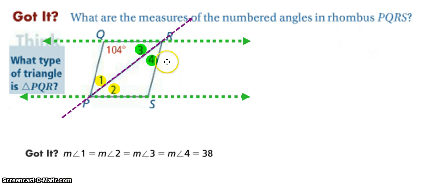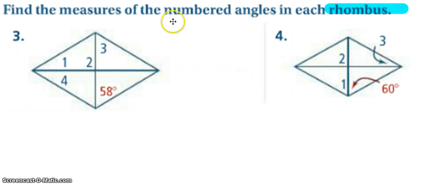I could also, if you didn't see the alternate interior angles method, look at angle P, the entire angle 1 and 2, being supplementary with angle 104, which would give me a measure of 76, which then, because I'm bisected, I would need to cut in half, and half of 76 is in fact our 38 degrees right here. Pause the video and try to solve the measure of each numbered angle in these rhombuses.